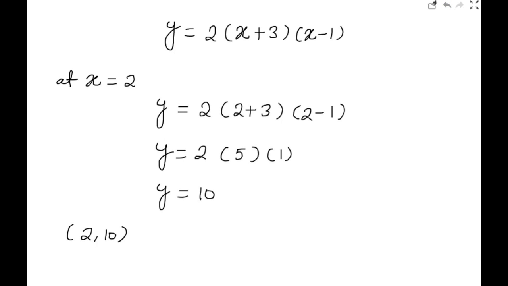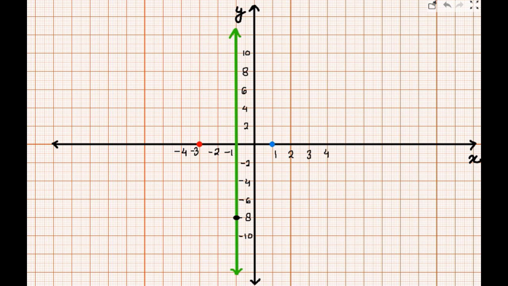Let us plot that here on the graph sheet. So (2, 10) lies somewhere here. By symmetry, we can have its image at the other end, at a distance of 3 units from the axis of symmetry. So 1, 2, 3. Okay. So we've got sufficient points to plot the graph. Now it's time to connect them with a smooth curve.